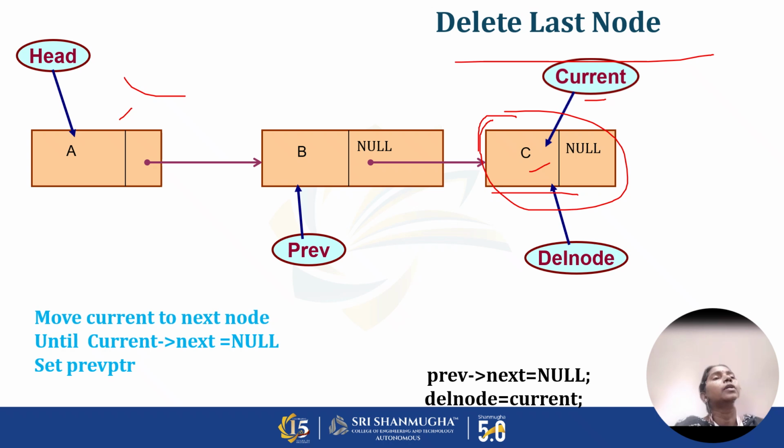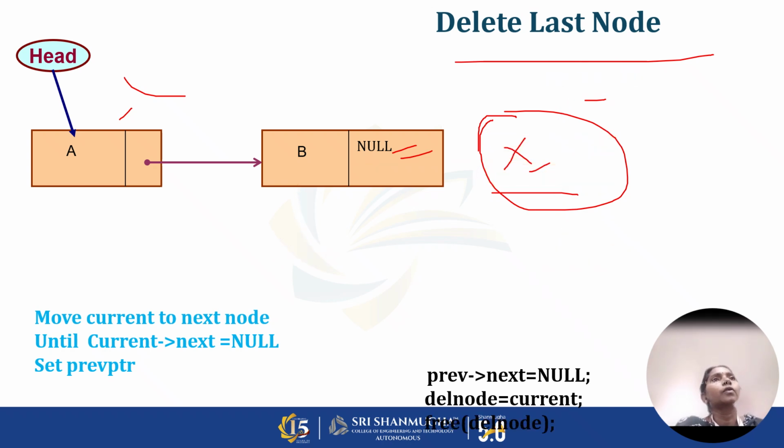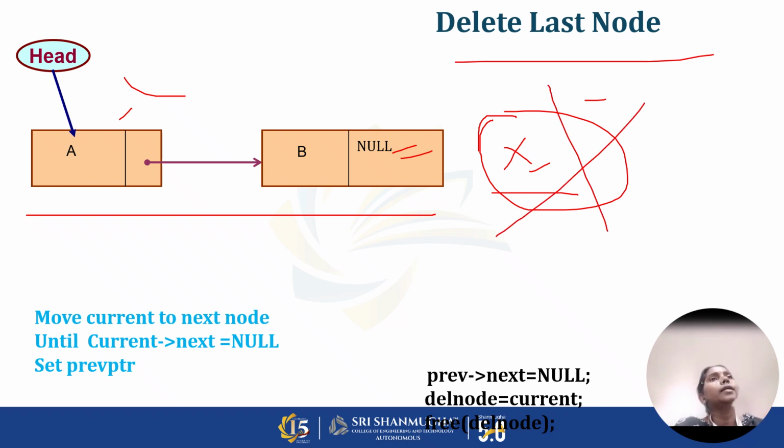So if that is the node we have to delete, that means automatically the next field of B becomes a null node. Okay, this is the final output. If the last node, C, should be deleted, that means automatically the node gets deleted and B is the last node here, and its next field is null.